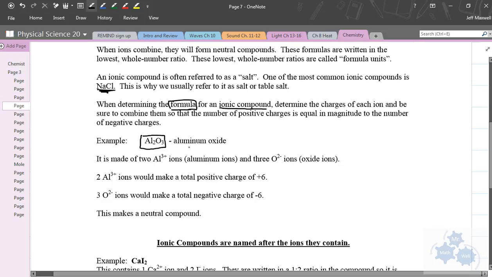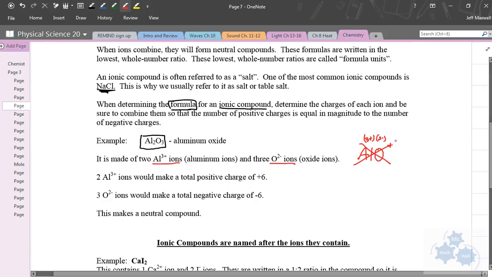So for example, aluminum oxide. Let's take a closer look at aluminum oxide. It's made up of aluminum ions, which have a 3+ charge, and oxygen ions, or oxide ions, which have a 2- charge. Now, if we just put these together like this, AlO, we would find that this would have an overall charge of +1. And why is that? Because this carries a 3+ charge, this carries a 2- charge, and so see how they're imbalanced? So AlO is not the proper formula for aluminum oxide.